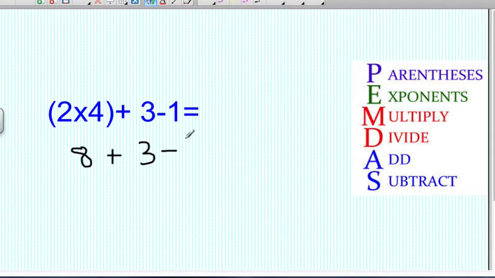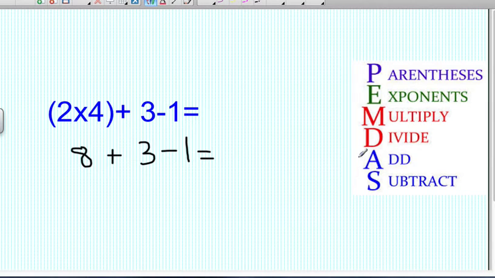So now we have 8 plus 3 minus 1. Then we look at it. Are there any exponents? No. How about multiplication? No. Division? Nope. Addition? Yes. So we would do that next.